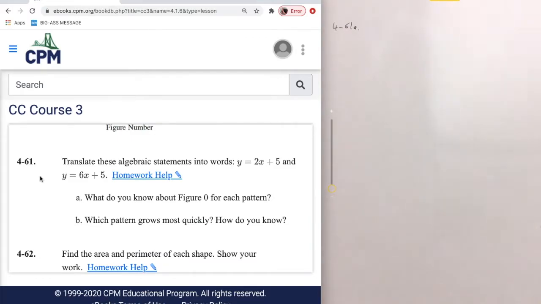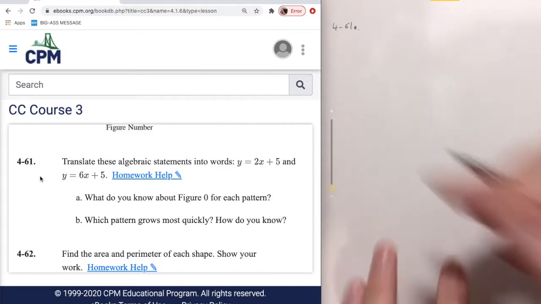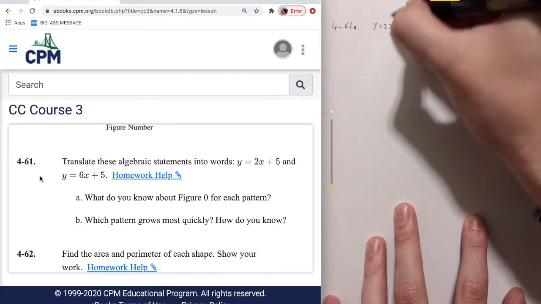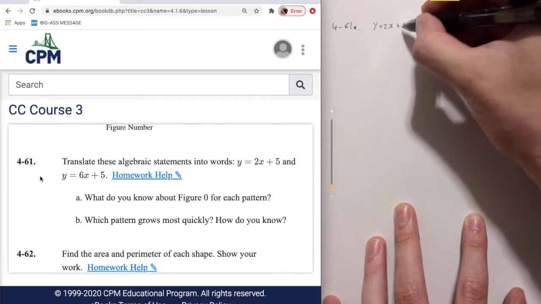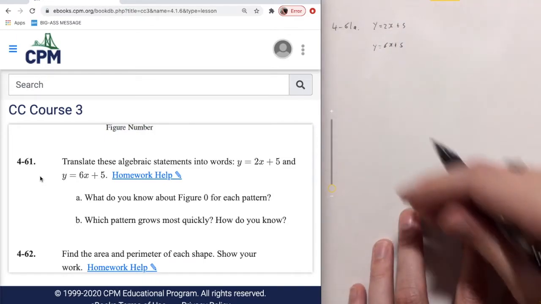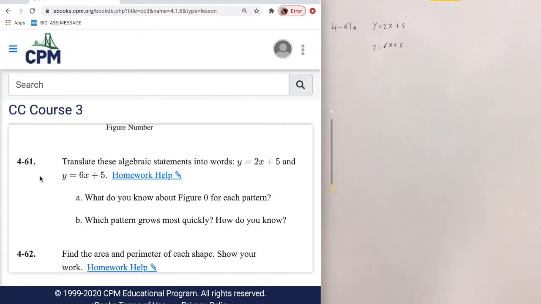Now it's just, what do we know about figure 0 for each pattern? So let's write out the equation for each of the two algebraic statements. y equals 2x plus 5, and the other one is y equals 6x plus 5. If you remember, the rule has the form y equals mx plus b. The coefficient, or the thing you're multiplying x by, is the m, and the constant, or the thing you're adding at the end, is the b. If you remember, b we also call figure 0.